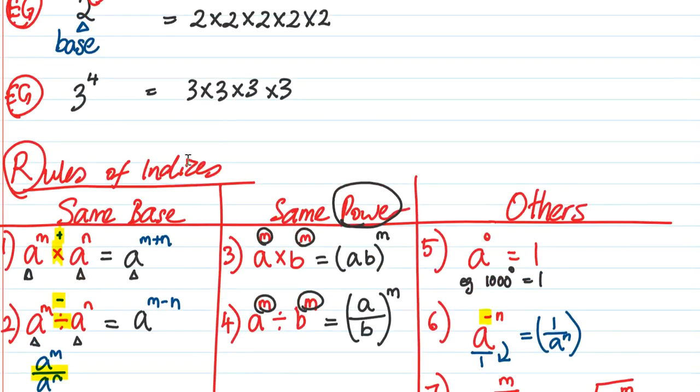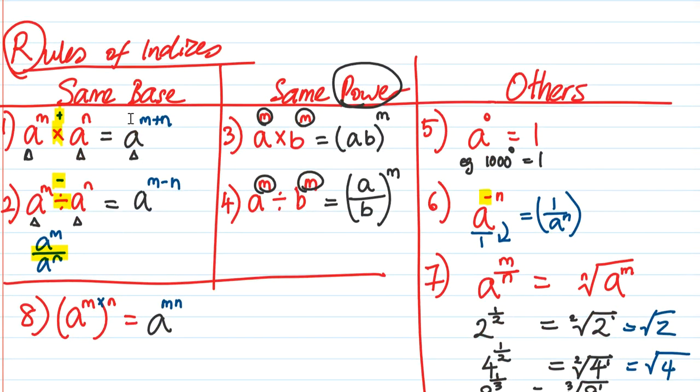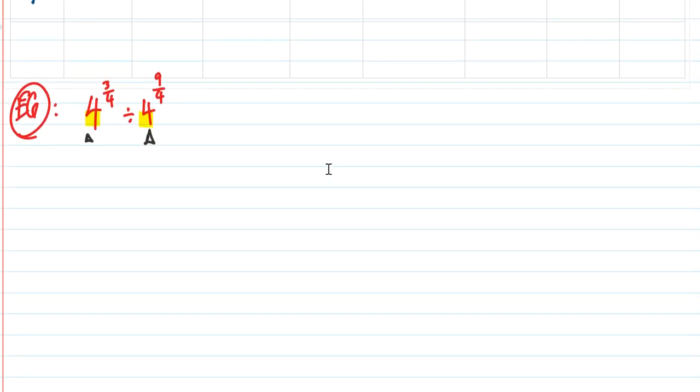Okay, so we go back to the rules. Do they have the same base? You ask yourself. Do they have the same power? No. And then if it's others, where does it fall under? So maybe I can illustrate with this example, and then I'll show you how the decision tree could look like.